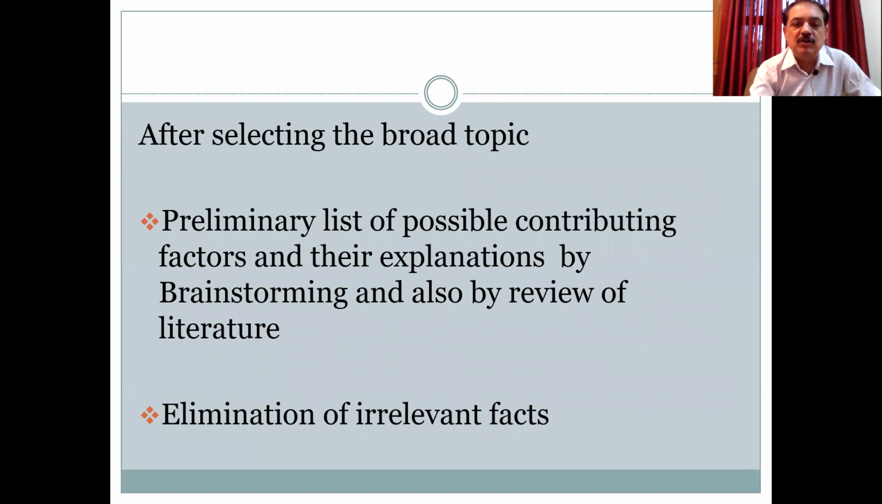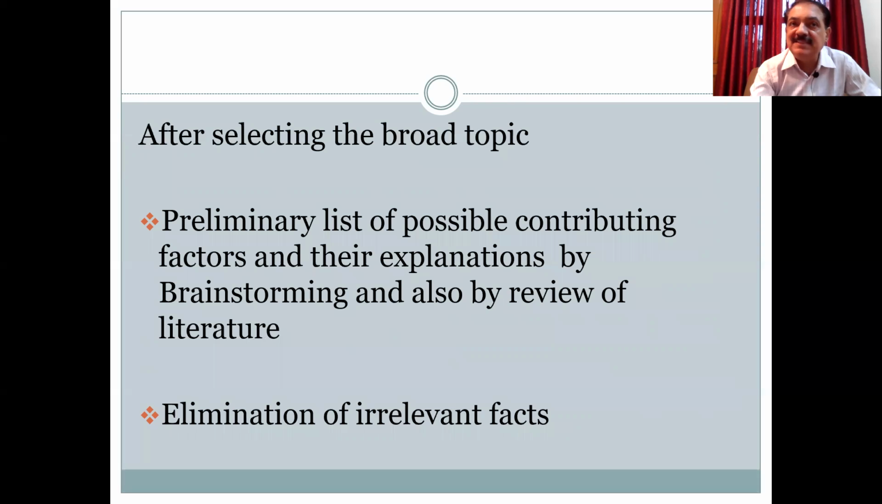So after selecting the broad topic, we can prepare a preliminary list of possible contributing factors and their explanations by brainstorming and also by a review of literature. So there are so many keywords, so many important words, but that is a preliminary list. There are so many words which are synonyms of each other. Then you can find out what is relevant to your topic and what is not relevant to your topic. So those words have to be removed.